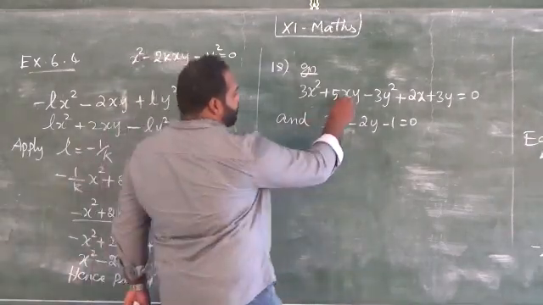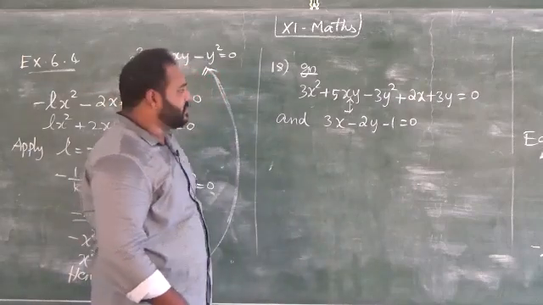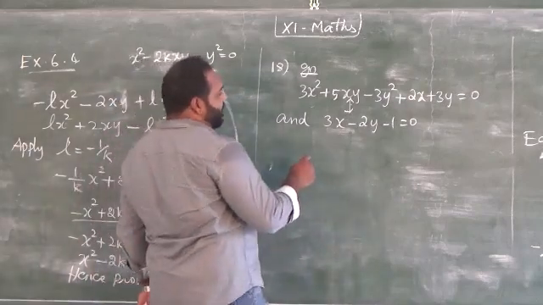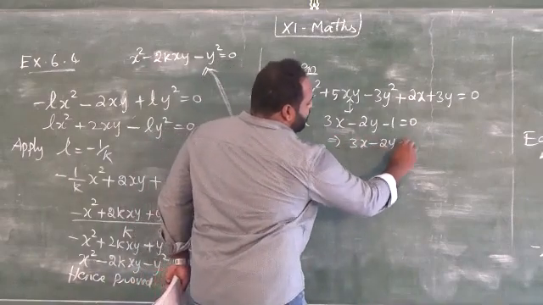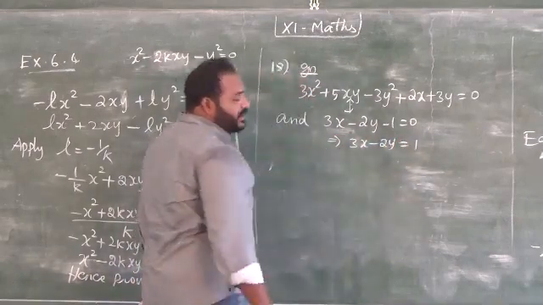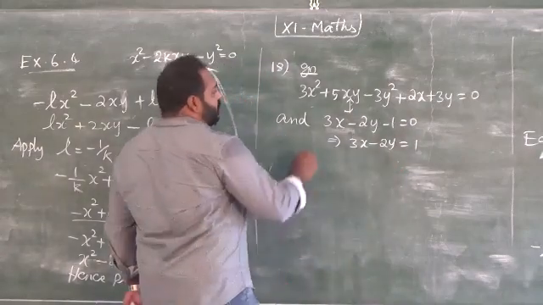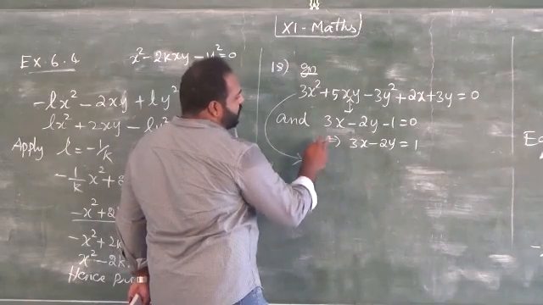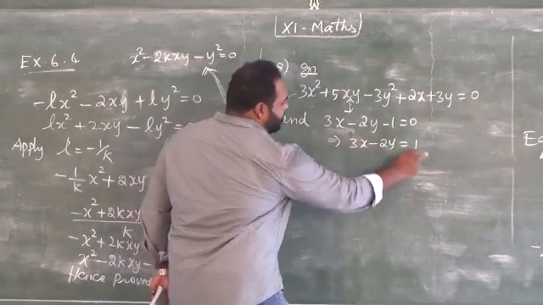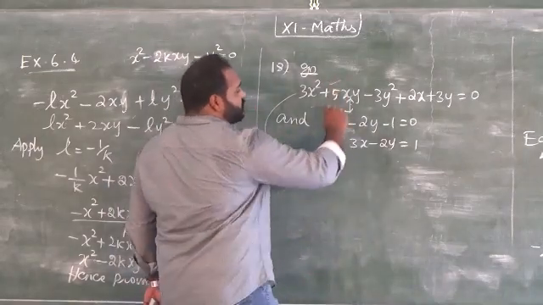So here we have given two equations. First I am going to merge these two equations, so I am going to find the combined equation here. Here 3x minus 2y equal to 1; moving 1, minus 1 will be plus 1. First I am going to take this equation, and with this equation I am going to merge the other equation. I am going to find the combined equation for these two equations.